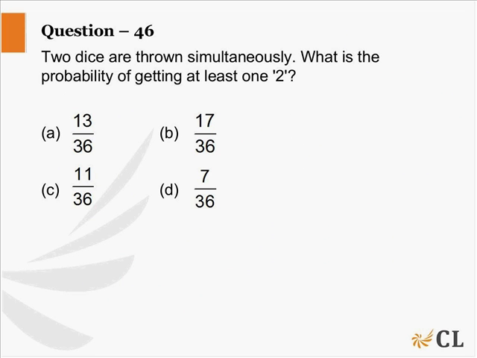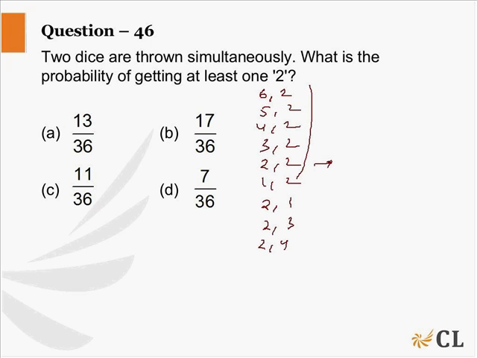Question 46 was easy, I guess. At least one 2. There are 11 possibilities. You can count it also. 6-2, 5-2, 4-2, 3-2, 2-2, 1-2. This is for this part. And then 2-1, 2-2 is already counted, 2-3, 2-4, 2-5, and 2-6. So there are 11 possibilities out of 36. So that was a straightforward question.